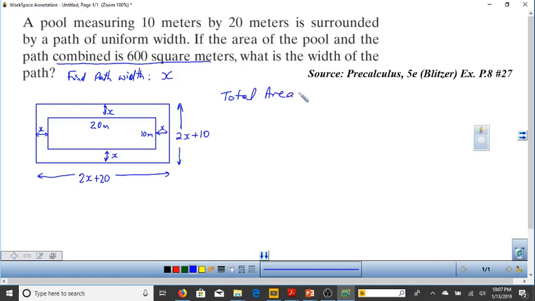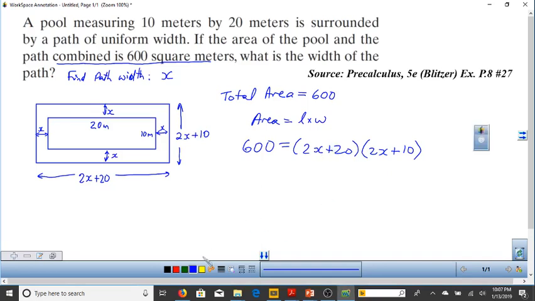Now, please note now, this is a rectangular pool and a rectangular border overall. So what we will need to do is use the formula: area is equal to length times width. And in this case, the area of the total surface area covering is this bigger rectangle, 600 square meters, and the length and width are 2x plus 20 for the longer side and 2x plus 10 for the shorter side. And what we have here is a quadratic equation. You will see that when we distribute the 2x plus 20 and the 2x plus 10, and then we will proceed and see what we can do here.